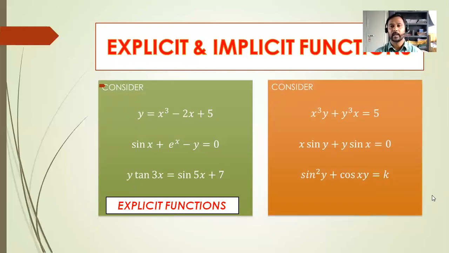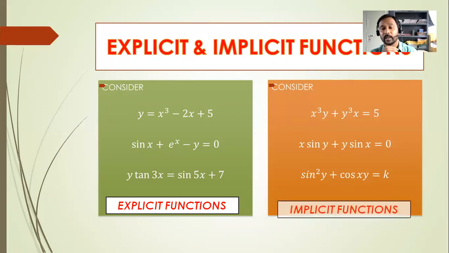Now consider, on the other hand, x cube plus y cube plus x equal to 5. Try to separate x and y to two sides of equality. Are you able to do that? Second one, x sin y plus y sin x is equal to 0. Here we can actually do it: y sin x shifted to that side, so that sin x by x equals minus sin y by y. See the third equation, sin square y plus cos xy is equal to k. In this case, it is not possible to express x and y explicitly. Such functions are known as implicit functions.